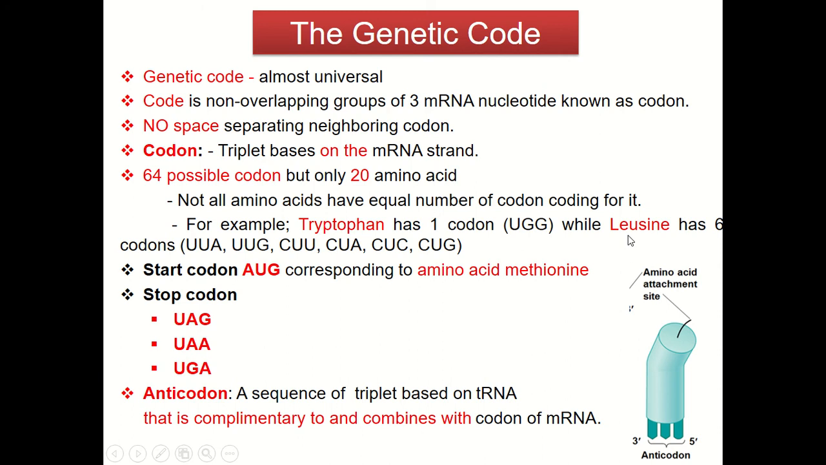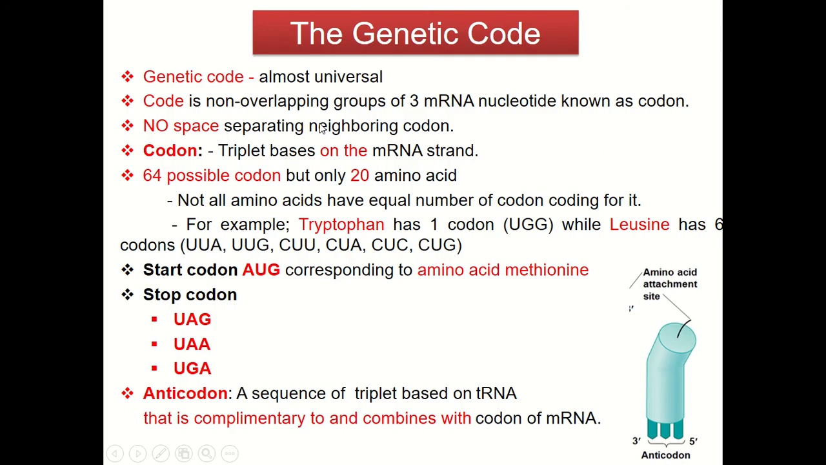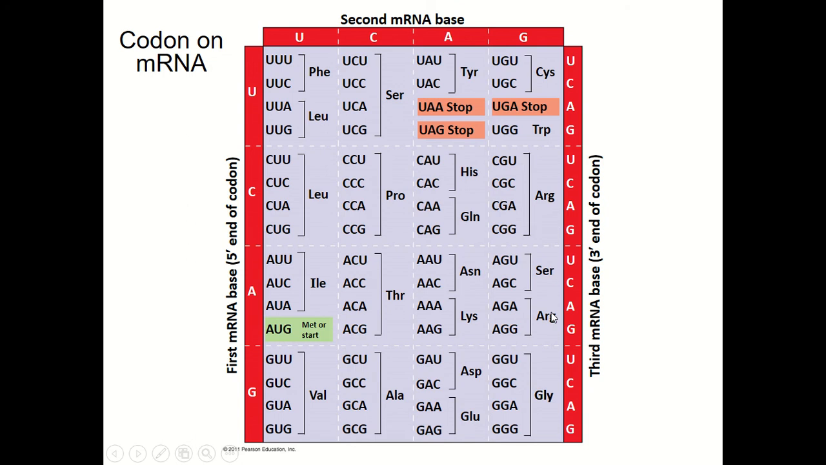Meanwhile, leucine has 6 codons that code for the amino acid leucine. As you can see here, UUA, UUG, CUU, CUC, CUA, and CUG are the 6 codons that code for leucine. And there is only one start codon, which is AUG, corresponding to the amino acid methionine. AUG is the start codon that codes for methionine.